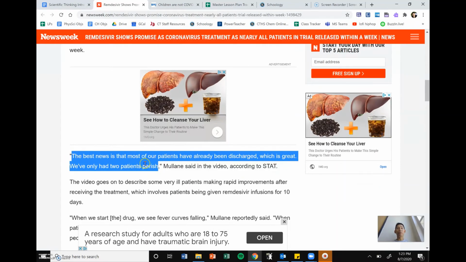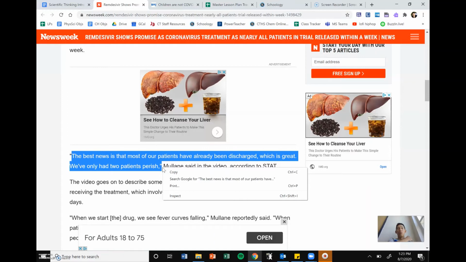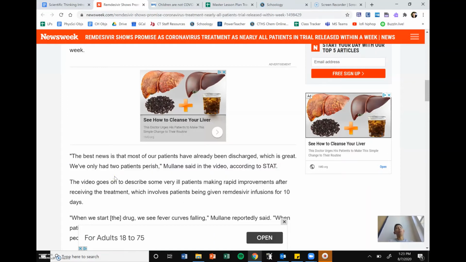The next thing it reports is a quote from this doctor that says, "The best news is that most of the patients have already been discharged, which is great. We've only had 2 patients perish." What does this mean about the efficacy of remdesivir? Well, was remdesivir the independent variable, and did they have two groups that they performed an independent variable test across? Say one group getting remdesivir, another group not getting remdesivir?